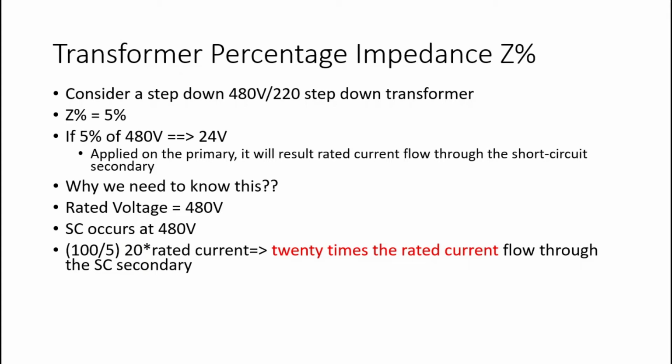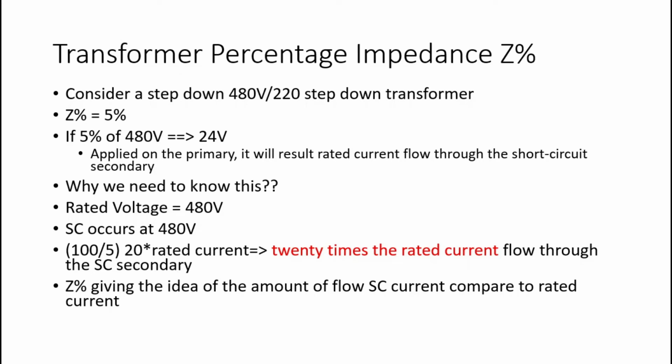The percentage impedance gives you the idea that whenever a short circuit occurs at the secondary, how many times the rated current will flow through the secondary, and that multiple of the rated current will be equal to the total short circuit current. On the basis of this, we can apply one big concept: the percentage impedance of any transformer gives you an idea of how much short circuit current will flow in case of a short circuit at the secondary as compared to the rated current.